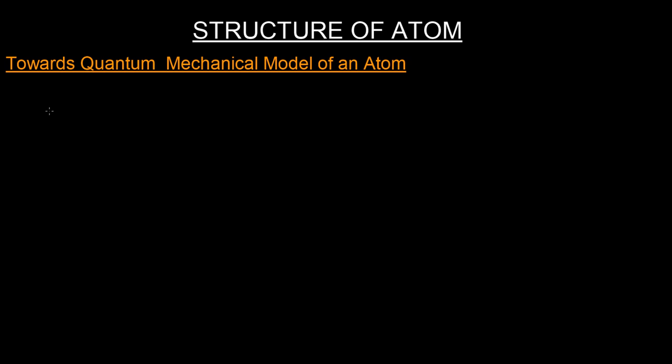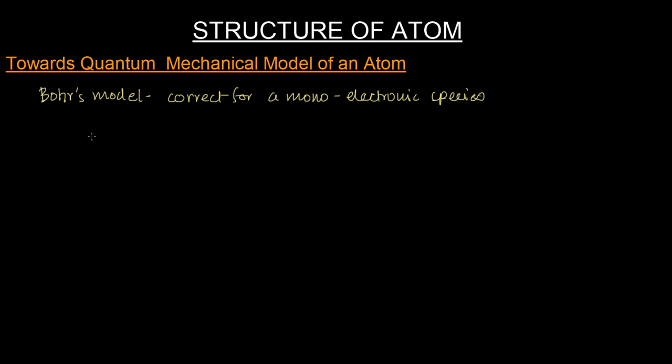We saw that Bohr's model of the atom failed even for a helium atom. It held for a monoelectronic species. Bohr's model was correct for a monoelectronic species, but it failed for other atoms, all atoms other than hydrogen. And why did it hold for hydrogen?